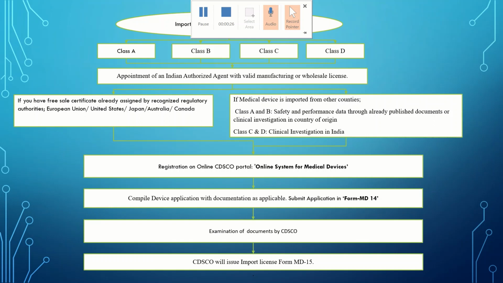In the second case, if a medical device is imported from countries other than those mentioned above, then for class A and B, the license will be granted only after its safety and effectiveness has been established through published safety and performance data or through clinical investigation which has been carried out in the country of origin. Along with it, you have to submit the free sale certificate of the country of origin. But for class C and D, the safety and effectiveness has to be established through clinical investigation which is conducted in India.